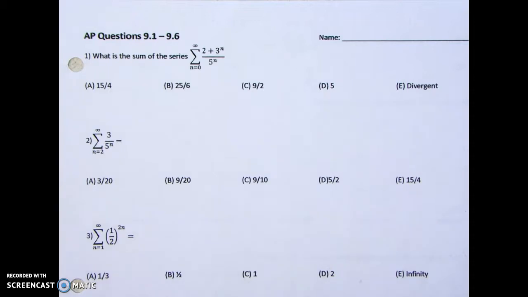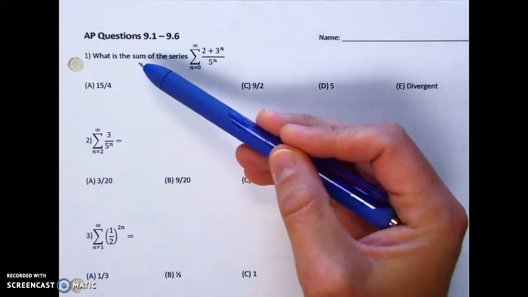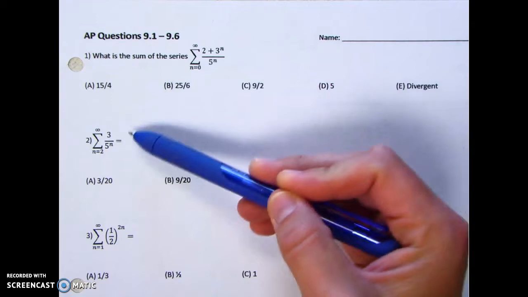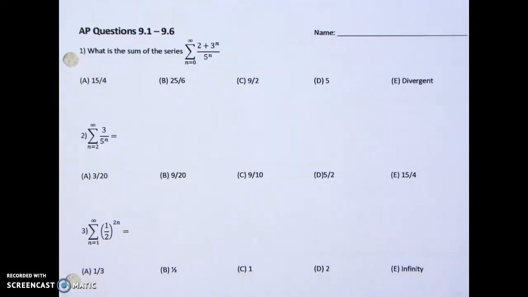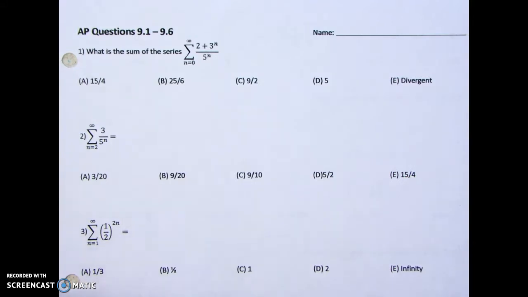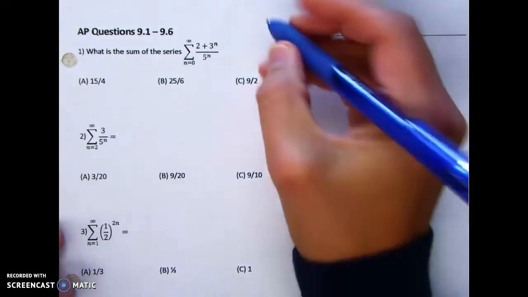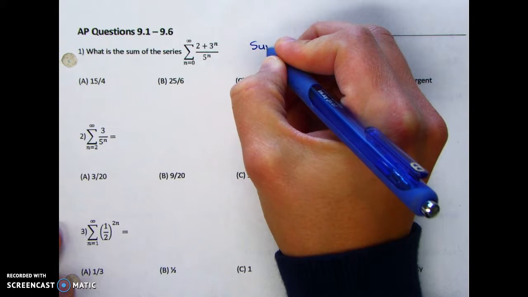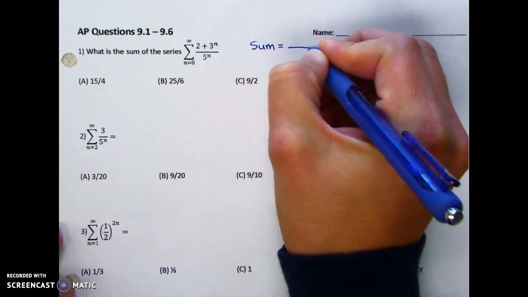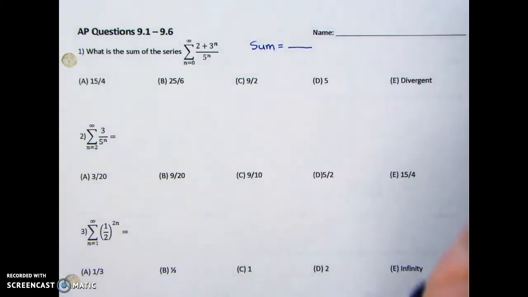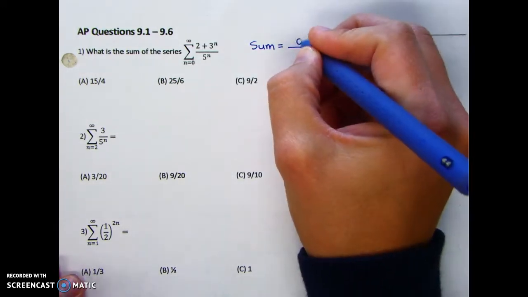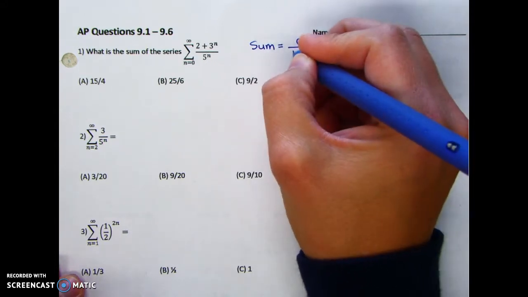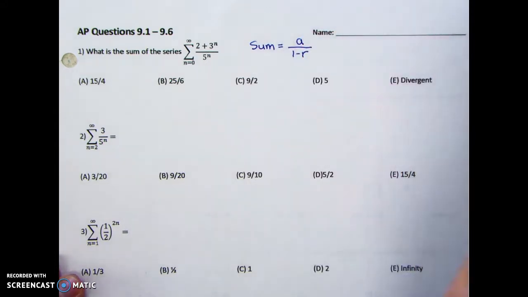So, anytime it says what is the sum, 1, 2, and 3 are all going to be geometric series. There's a formula for that, right? So what's the sum of a geometric series formula? Look it up, or you should have it memorized, right? It's going to be a, which is the coefficient, divided by 1 minus r.